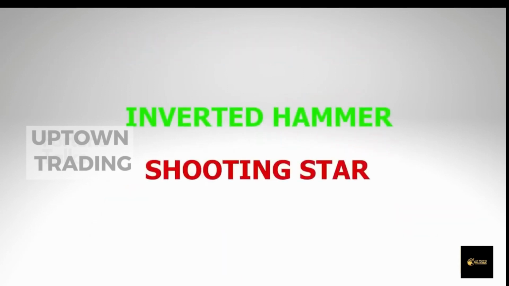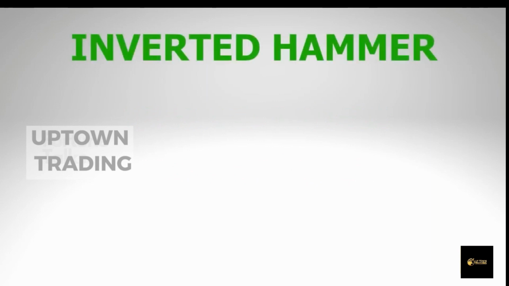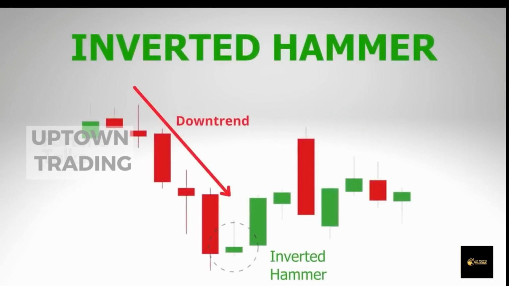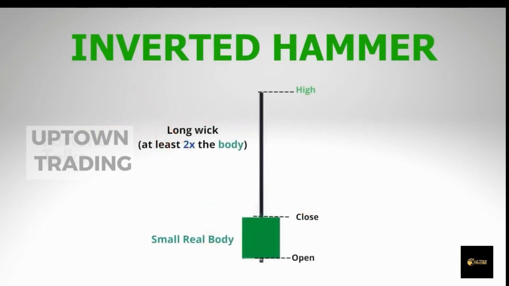Now the second category of pin bars goes by the name of shooting stars or inverted hammers, depending on where it is formed on the chart. Talking about an inverted hammer, it generally occurs at the end of a downtrend. This is the weakest bullish candle that you can find in the market. We can see that the range of the candle or the real body is very small. Also, the open and closing prices are close to each other.